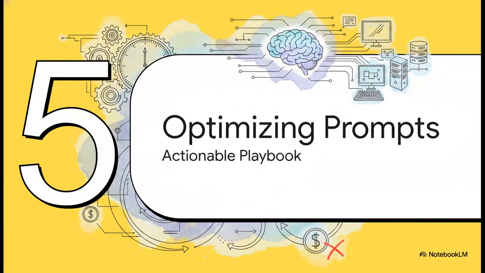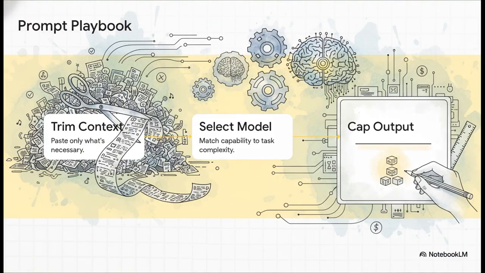Section 5. Optimizing your daily prompts. Let's get into the actionable playbook. Let's turn all of this into a super simple routine you can use every single time you sit down to interact with an AI tool. Here is your 3-step checklist before you hit enter. Number 1, trim your context. Just take an extra 5 seconds to paste only what's actually necessary.